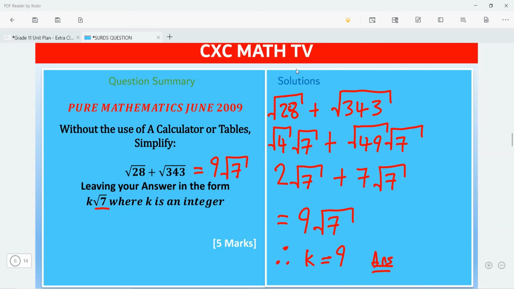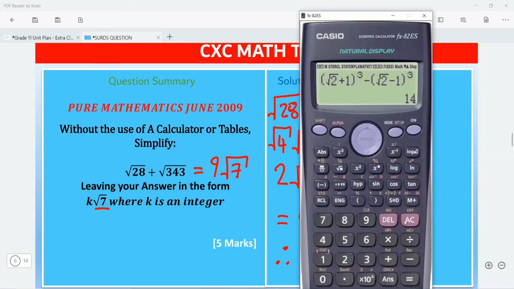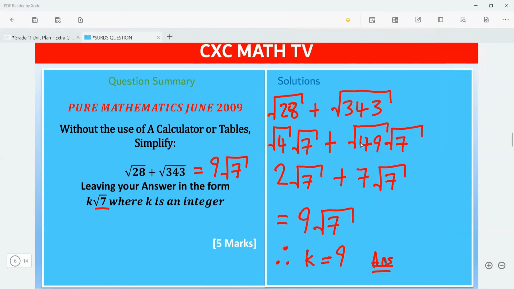All right. Now, just to take out the calculator and verify it for us, it's always good when we see it verified in the calculator. The square root of 28 plus the square root of 343. There we go, 9 root 7. All right. And that's it.